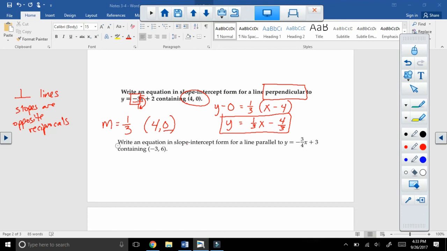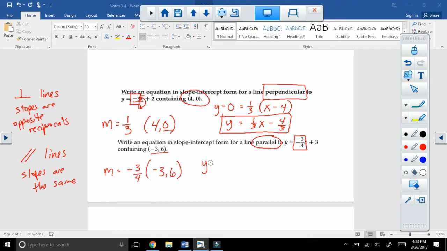Okay, and for this last one here, it says write an equation in slope-intercept form of a line parallel to this line containing that point. So if they're parallel lines, you need to remember that parallel lines, the slopes are the same. So the slope of this line is -3/4. The slope of the new line will also be -3/4. And it contains the point -3, 6. So I'm doing the same thing. I just have this little bit of background information I need to come up with first, and then I can plug it into point slope form.